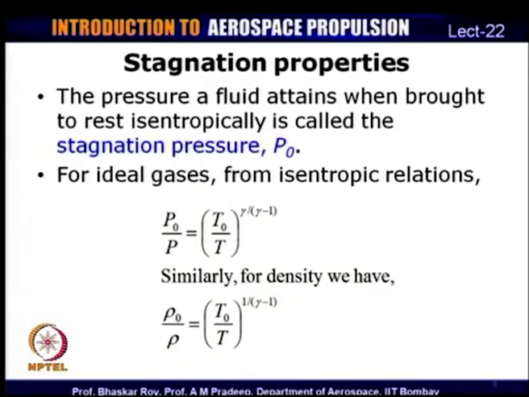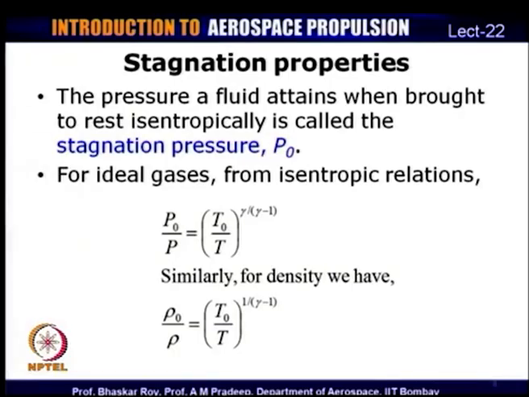Now, we have already assumed that all these gases that we are discussing will be ideal gases. So, from the isentropic relations that we had discussed, we can relate the stagnation pressure to the stagnation temperature in terms of the pressure and temperature ratios. So, P naught by P is equal to T naught by T raised to gamma by gamma minus 1, where gamma is the ratio of specific heats, which is equal to Cp by Cv.